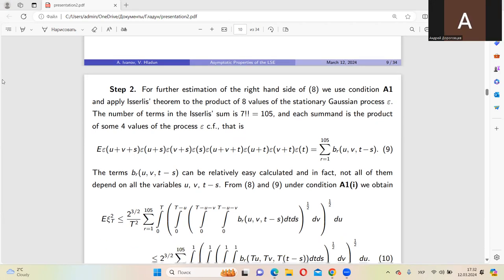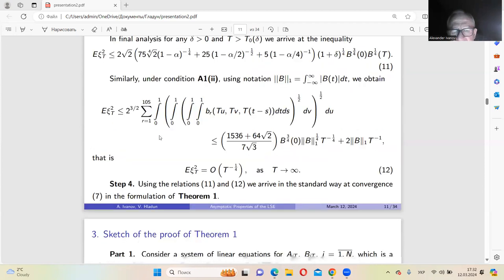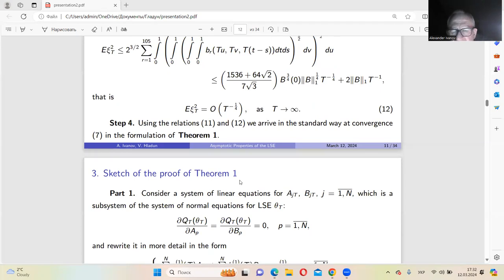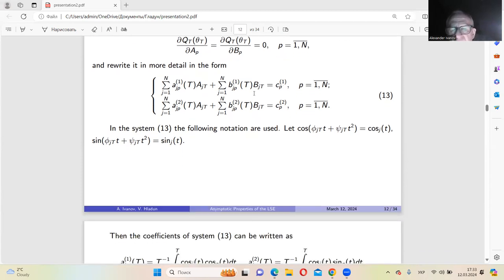So, it should be written theorem two here. Sketch of the proof of theorem one, the consistency. Part one. Consider a system of linear equations for the least squares estimate of amplitudes, which is a subsystem of the system of normal equations for the least squares estimate of theta t. We write it in more detail in the form 13. In more detail, it can be written as a system of linear equations for A_jt and B_jt of such a kind.